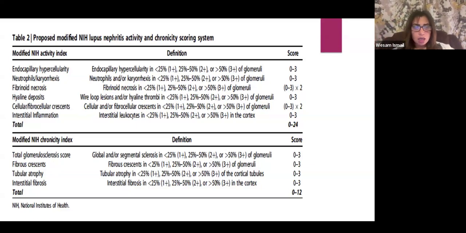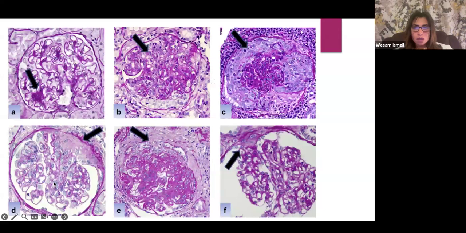The chronic score for glomeruli includes both global and segmental sclerosis, not only global sclerosis. And this is really important because it reflects the burden of the glomerulonephritis. It reflects the extent of the changes which occur. So this is basically what has been changed.